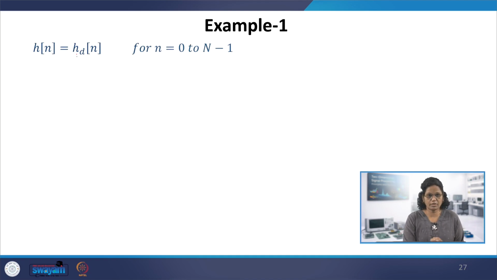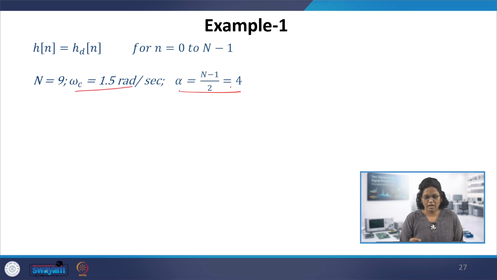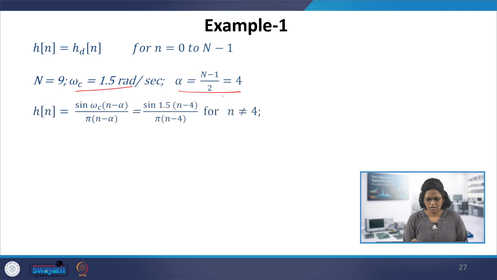So, h of n will be equal to hd of n for n equal to 9, and omega c is given in the expression, and we find out alpha. Alpha is given by the relation alpha equals n minus 1 by 2. So, 9 minus 1 by 2 is 4, alpha is 4. If n is even, then it is simply n by 2.